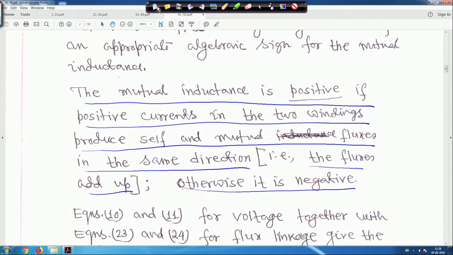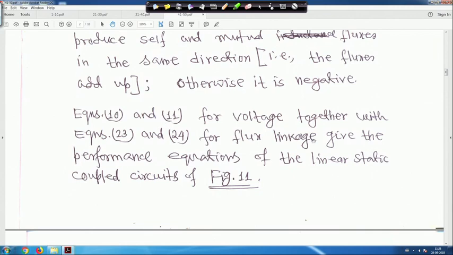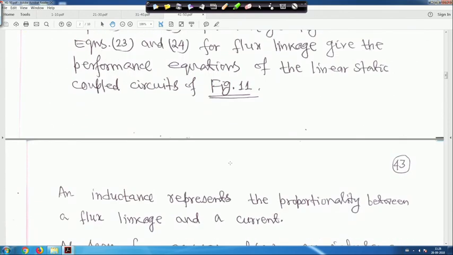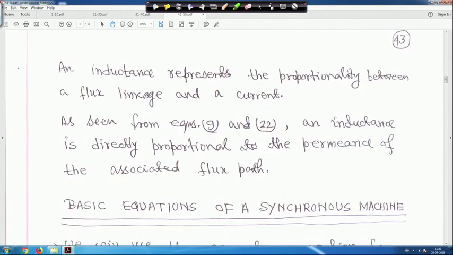Therefore, equations 10 and 11 for voltage together with equations 23 and 24 for flux linkage give the performance equation of the linear static coupled circuit, that is, of figure 11. Now, an inductance actually represents the proportionality between a flux linkage and a current. As seen from equations 9 and 22, an inductance is directly proportional to the permeance of the associated flux path, that we have seen.